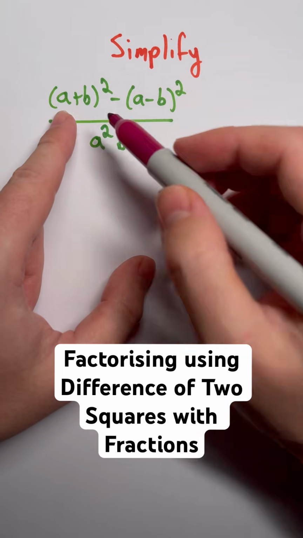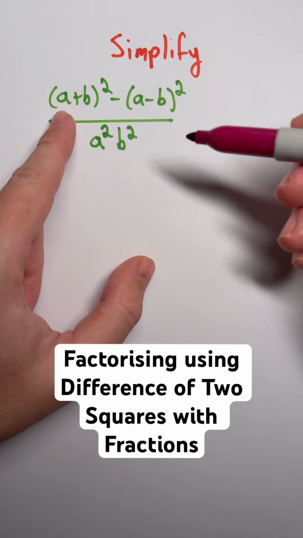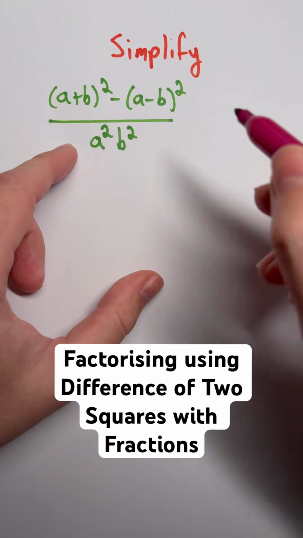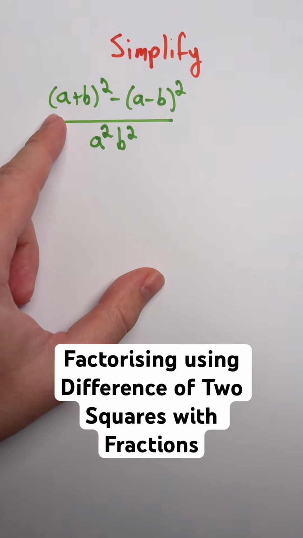So normally the method of expanding each term out, collecting like terms, and then simplifying is a pretty safe method that I think most students can get. However, if I do solve this using difference of two squares, it probably is a little bit quicker.